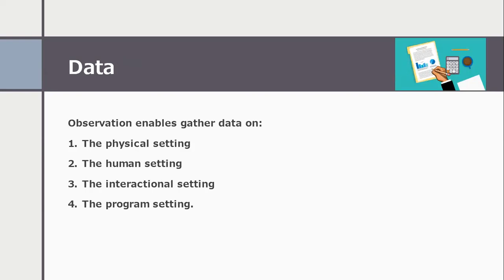The human setting is about data on gender, class, human behavior and the characteristics of the human. The interactional setting is about the interaction, how they are interacting with each other, whether in a formal or informal way, plain talk or informal talk. The program setting is about the teaching, how the organizers or people are delivering, the curriculum, housing, and in which way it is delivered. Next, ma'am.